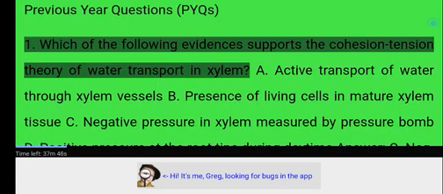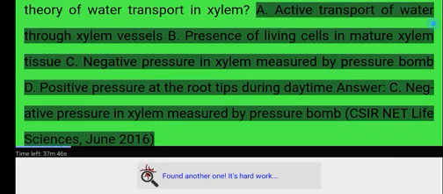Previous year questions, PYQs. 1. Which of the following evidence supports the cohesion tension theory of water transport in xylem? A. Active transport of water through xylem vessels. B. Presence of living cells in mature xylem tissue. C. Negative pressure in xylem measured by pressure bomb. D. Positive pressure at the root tips during daytime. Answer: C. Negative pressure in xylem measured by pressure bomb. CSIR NET Life Sciences, June 2016.